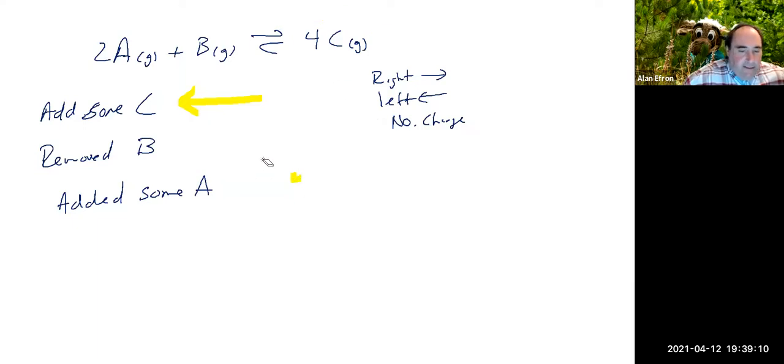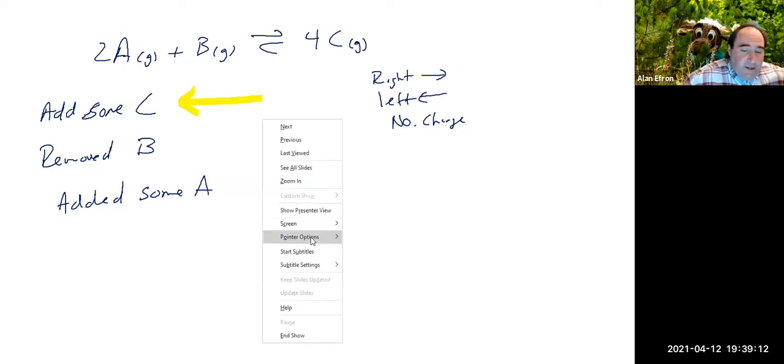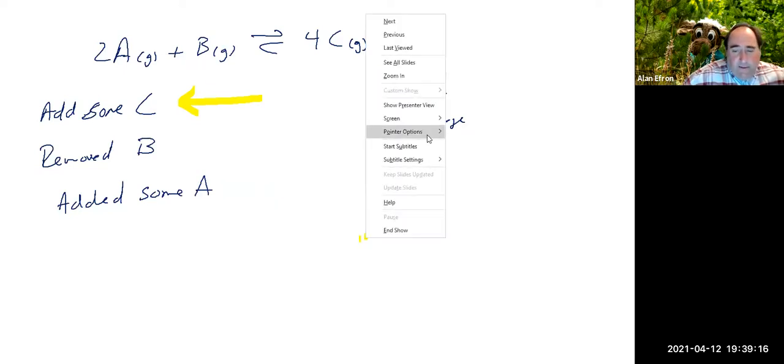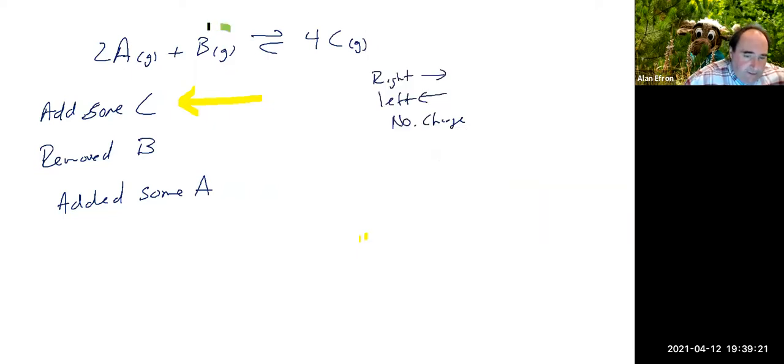Then let's take a look at the next one, which is, in this case, we're going to remove B. So again, here we want to think about where B is at. B is over here on the left-hand side. When we remove something, it actually goes towards the side we removed. So in this case, it would actually go to the left as well, heading towards the side of the equation that we removed it from. Any questions on that one there?